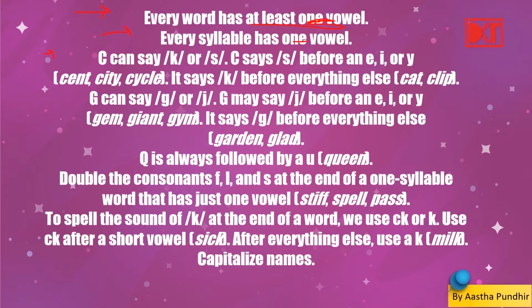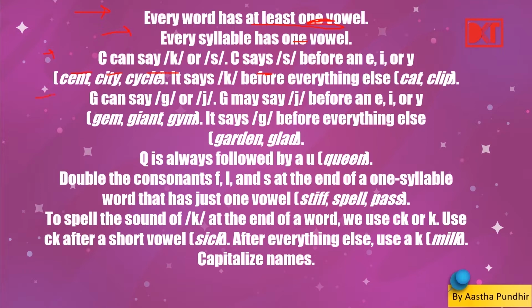The C which has the S sound comes before an E or I or Y, like scent, city, cycle. This is C, but what is the sound? S sound. So it comes before either an E or an I or a Y. Alright. Then the C with the K sound, this K sound, comes before everything else. Cat, clip. Okay. Examples are also given.